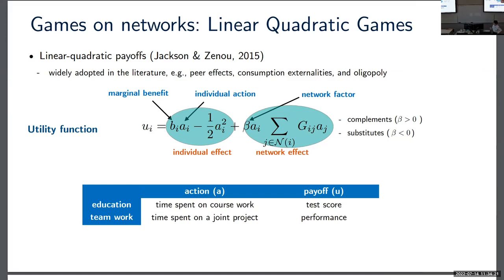The first one, think about a group of high school students where the action is the time spent on coursework, and their utility is their payoff. We can consider the network as a fully connected network for all individuals in the classroom. If some students' action A is higher, that would motivate everyone to work hard to get a higher grade. So that is a complement relationship.